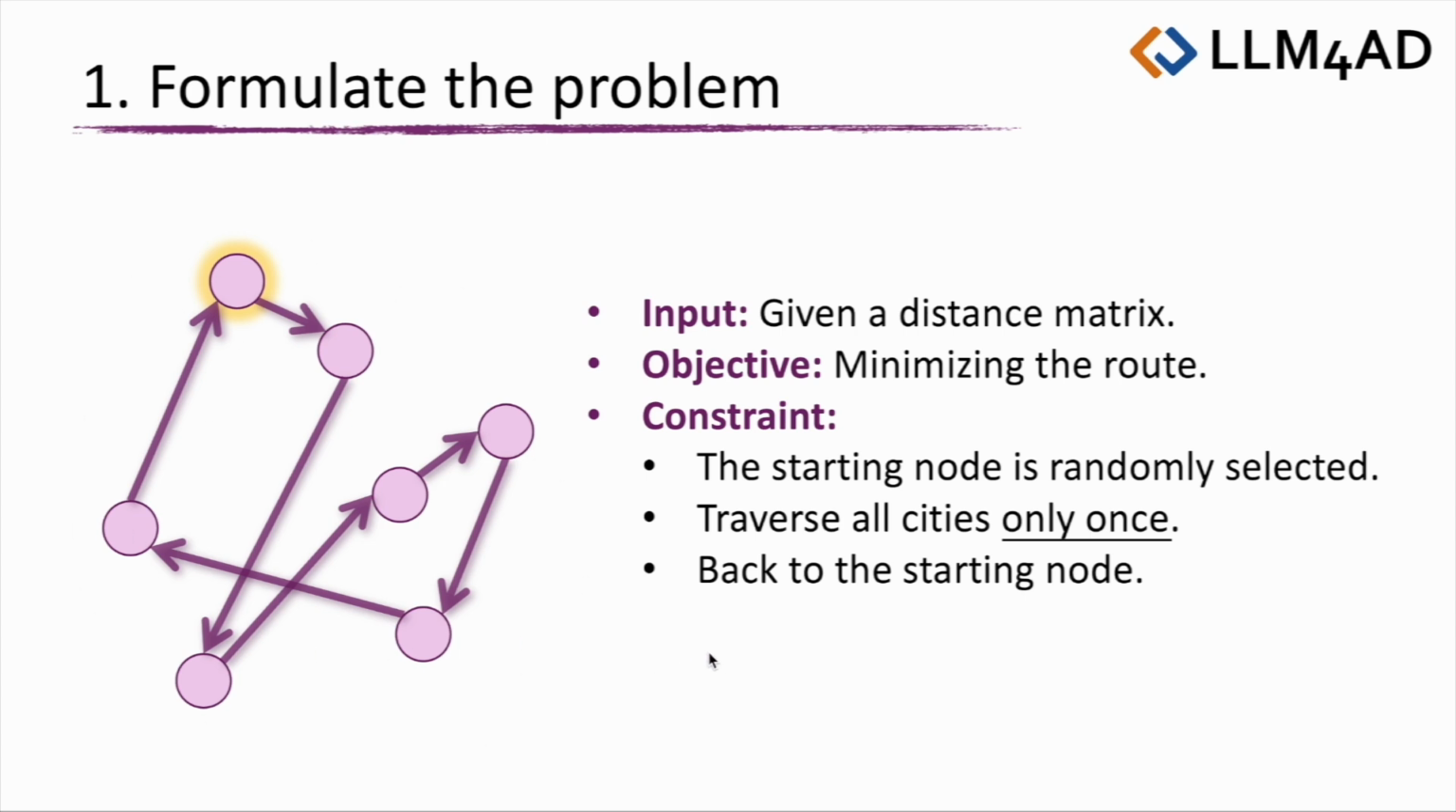Okay, let's see how TSP is formulated. We will get a distance matrix as the input, and the objective is to minimize the distance traveled by the salesman. The constraints are that the starting node is randomly selected, all cities should be visited only once, and finally we must go back to the starting node at the end of the traverse.